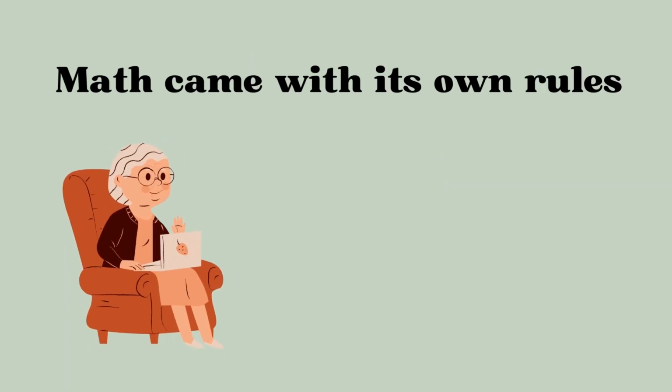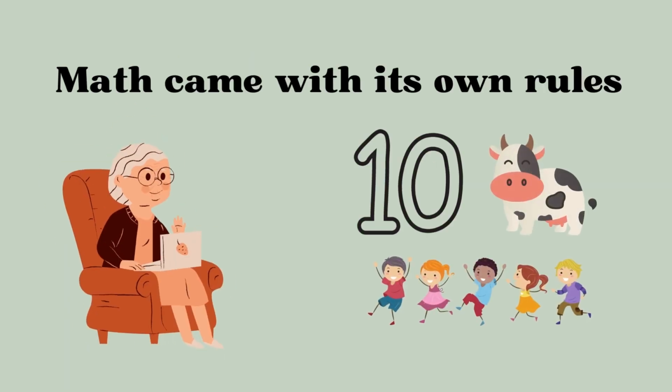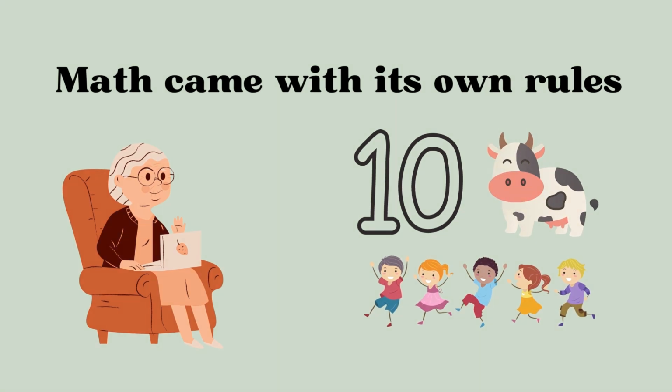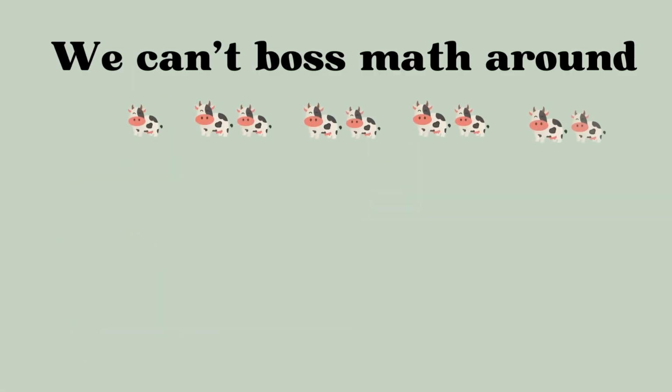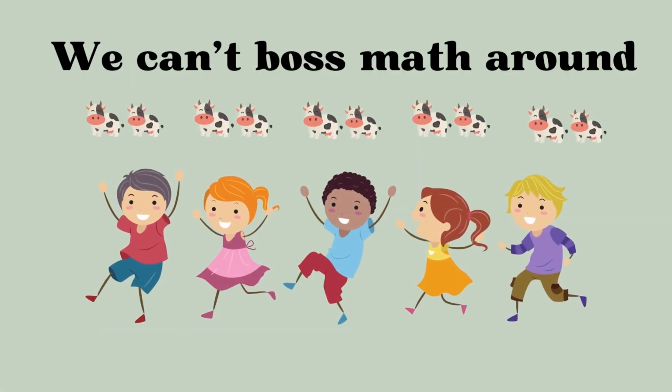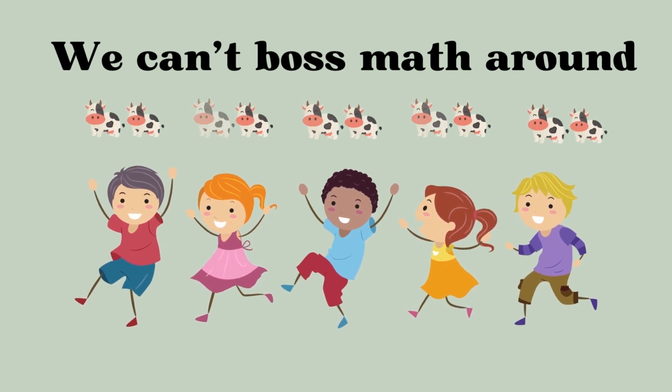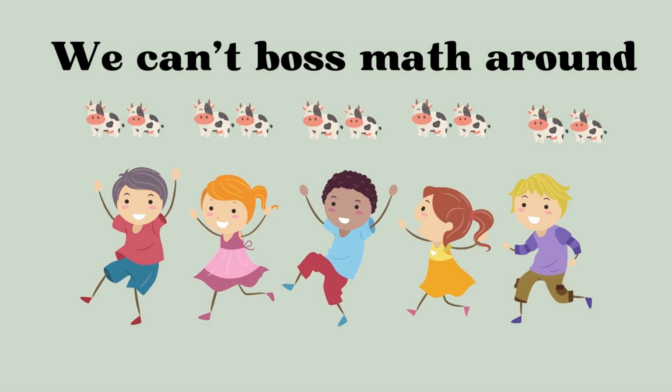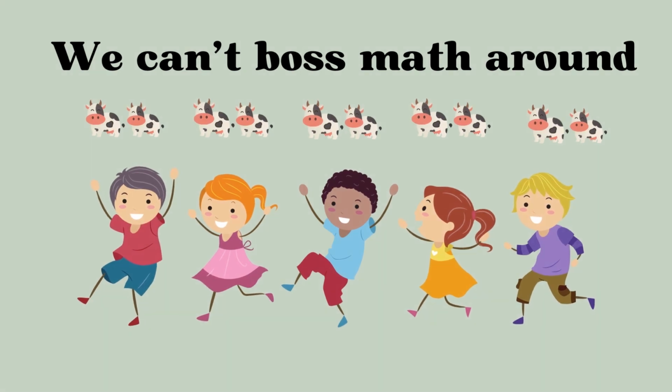If I had 5 kids and 10 cows, I would have to do a little bit of math to decide how much I'm going to give each child. Math came with its own rules. Even if I really wanted to give each child 3 cows, that would add up to 15 if I had 5 kids, and I could not magically come up with 5 extra cows if I only had 10. So we do not get to boss math around. Each child would have to get 2 cows, and that is called algebra.